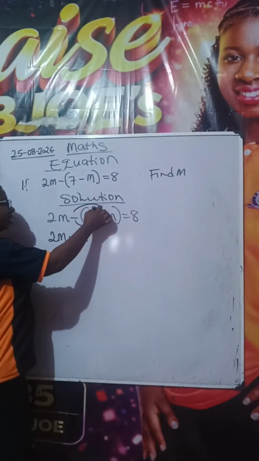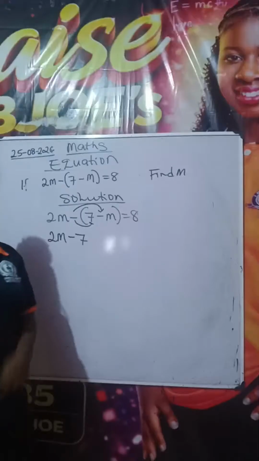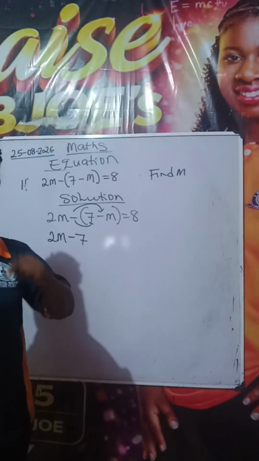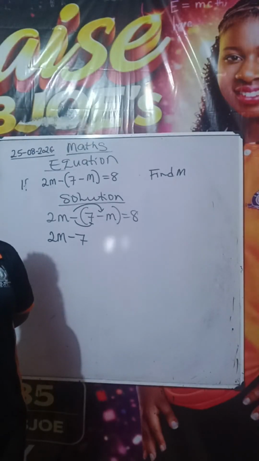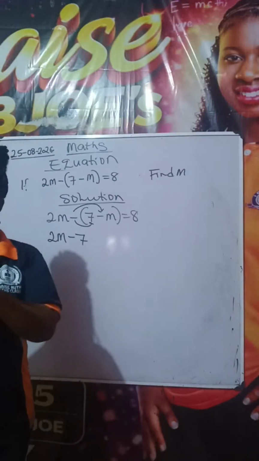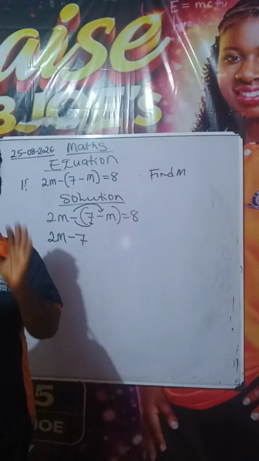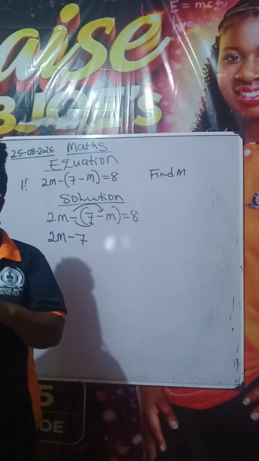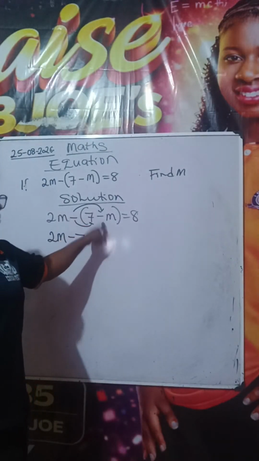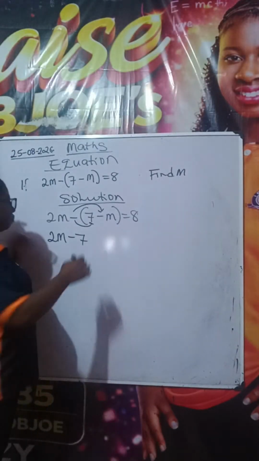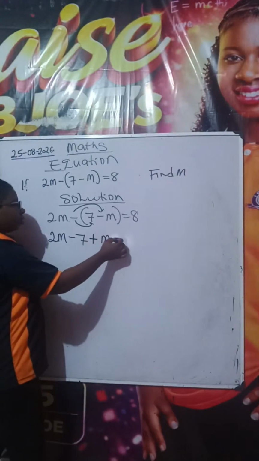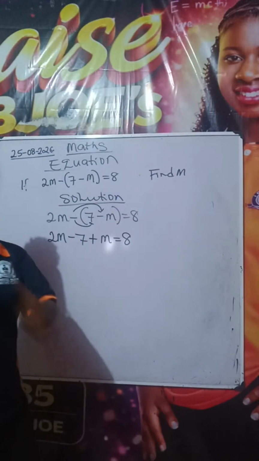Then minus times minus m. What are we going to get? Plus, yes, that is what I was waiting for, because when you multiply negative by negative, minus times minus, it will change to plus. Okay, so we have plus m equals to 8. Good job, everybody.